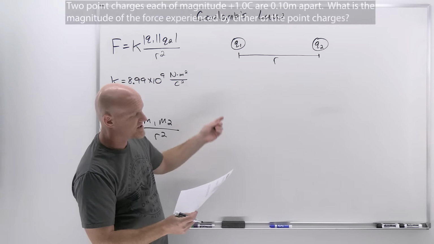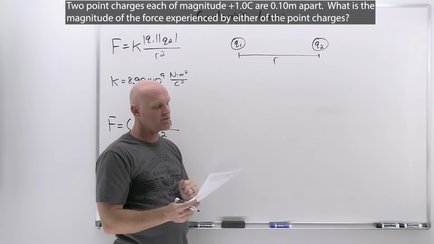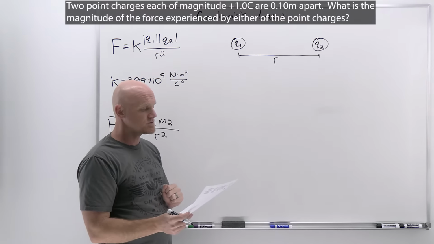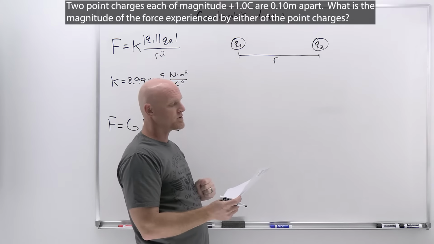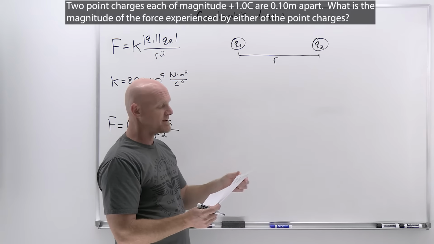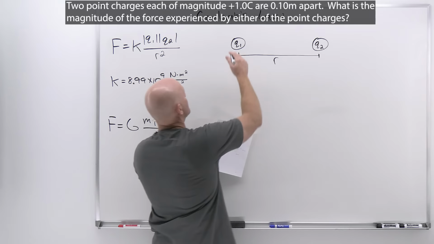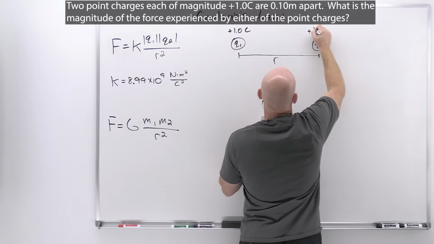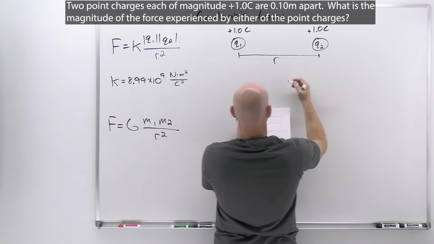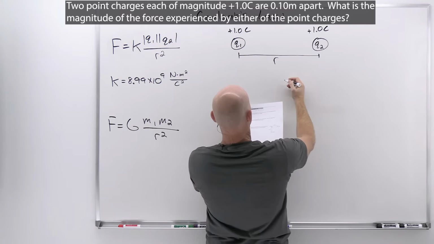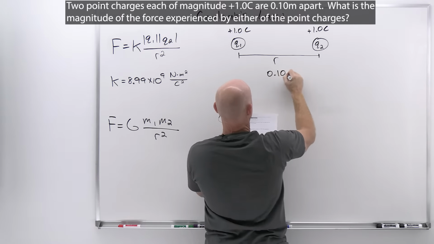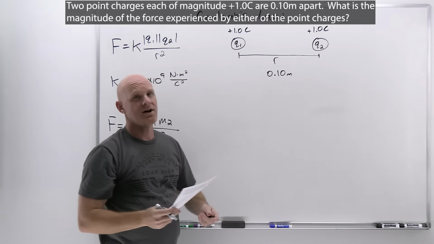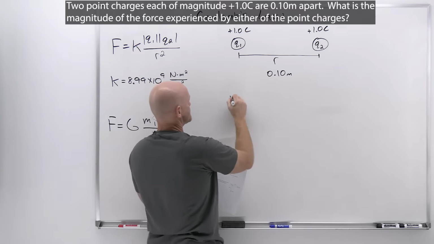So first question here says 2 point charges, each of magnitude positive 1.0 coulombs, are 0.1 meters apart. What is the magnitude of the force experienced by either one of the charges? So here we've got positive 1.0 coulombs, and here positive 1.0 coulombs, and here we've got a distance of separation of 0.10 meters. All right, so not so bad to calculate here. So just do some plugging and chugging.